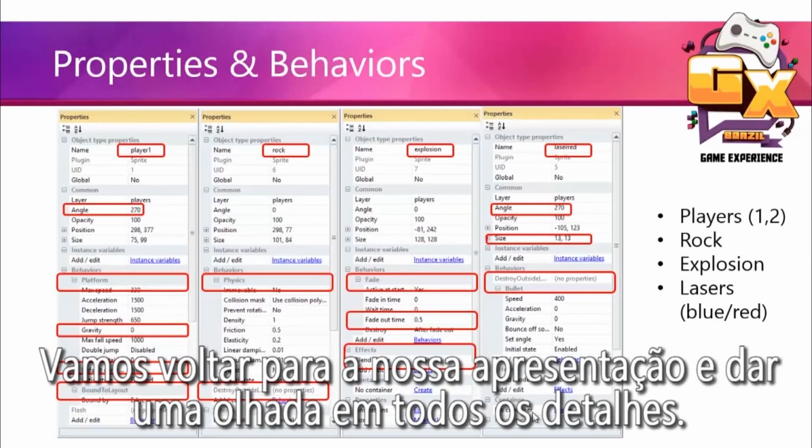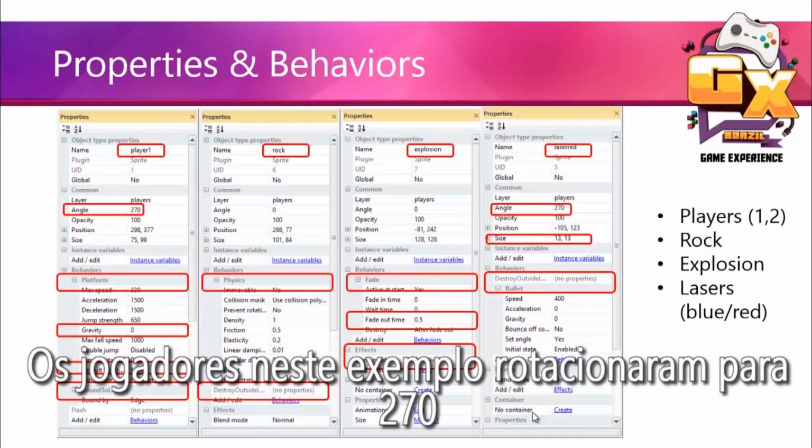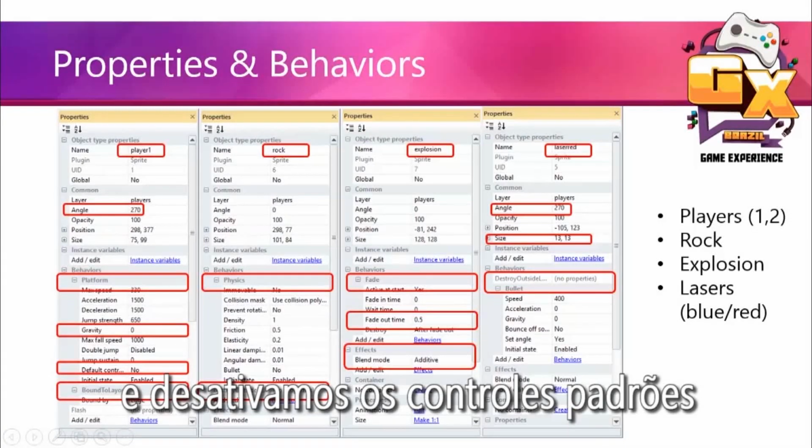Here I've given you some examples for players, rocks, explosions, and lasers. So the player in this case has been angled to 270. We added platform behavior and bound to layout behavior, and we've disabled the default controls. But what about this gravity?